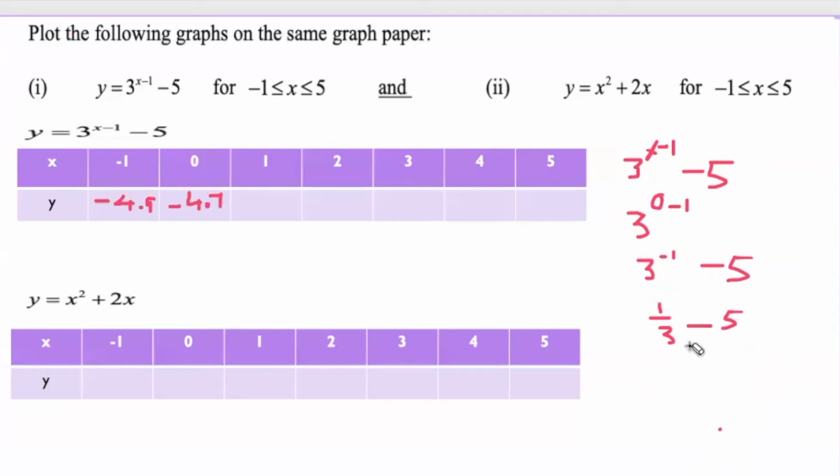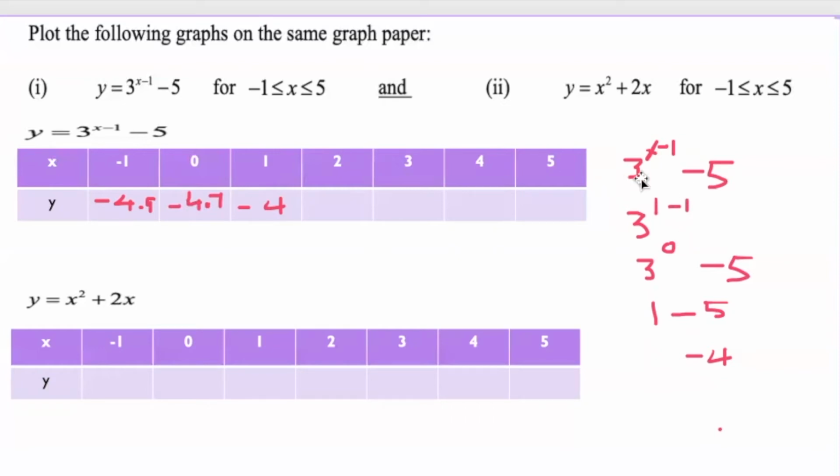The next one is when x is 1. So instead of 0, I am going to have a 1 here. So I have 1 minus 1, that's 0. Anything raised to the power 0 is 1. So 1 minus 5, I will have -4. If you realize, that is why I use 1 decimal place. Because here, this is -4.9. If we had rounded it off, we would have got -5, but this will also be -5. So that's why I use 1 decimal place, because of how close they are.